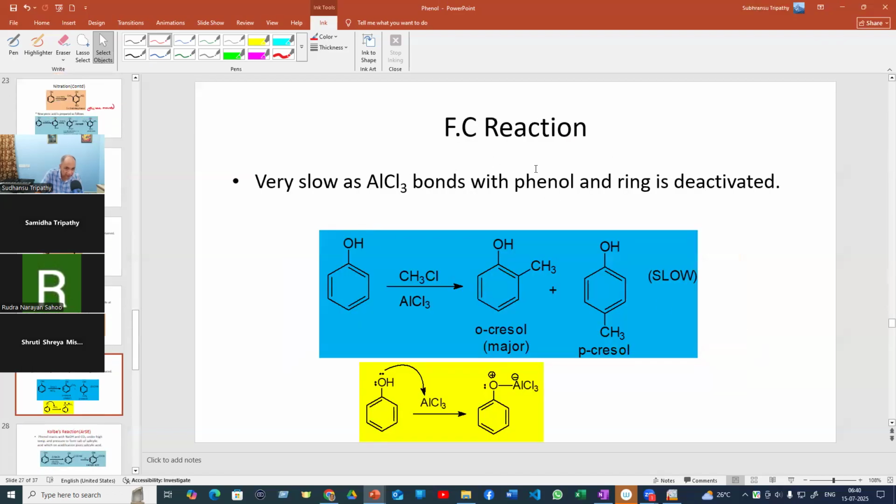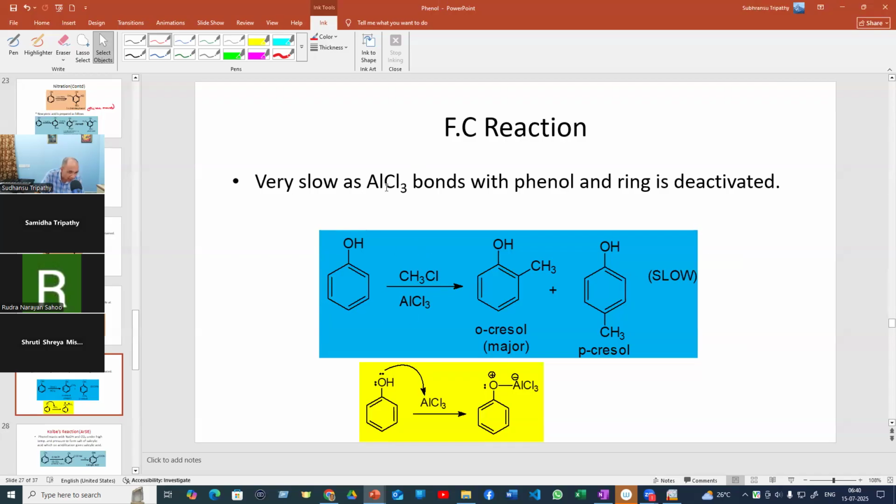Now, Friedel-Crafts reactions are absolutely unfavorable here. Nobody does because aluminum chloride competes with phenol. Phenol reacts with aluminum chloride because it is a lone pair donor. So the Lewis acid nature of aluminum chloride is destroyed by phenol, and it cannot generate the electrophile CH3 plus to attack.